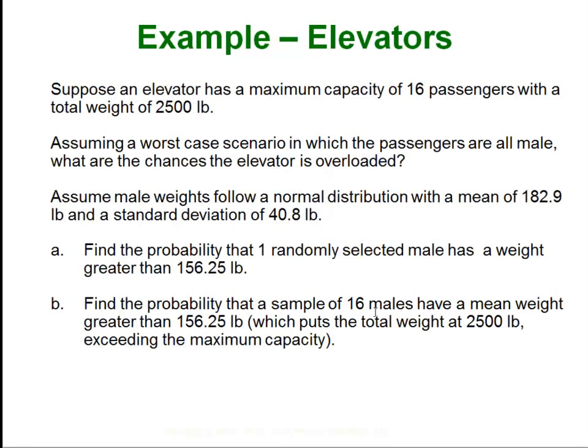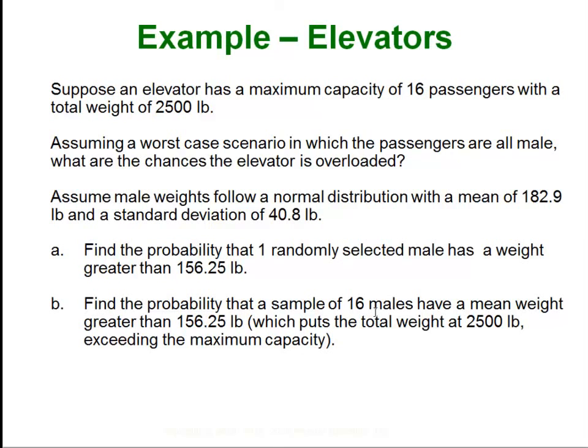Here's an example. Suppose an elevator has a maximum capacity of 16 passengers with a total weight of 2,500 pounds. You guys have all seen these signs. It always says how many people are allowed in there, and it also has a total weight allowance. So let's assume a worst case scenario in which the passengers are all adult males, because we're going to make the assumption that an adult male on average weighs more than an adult female.